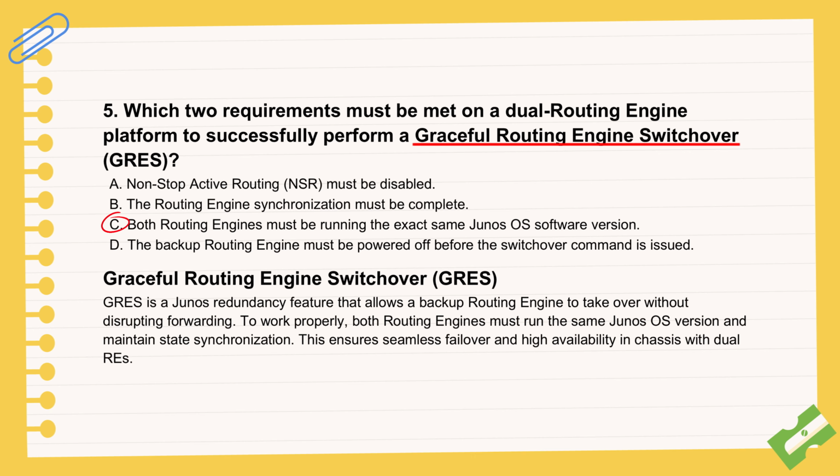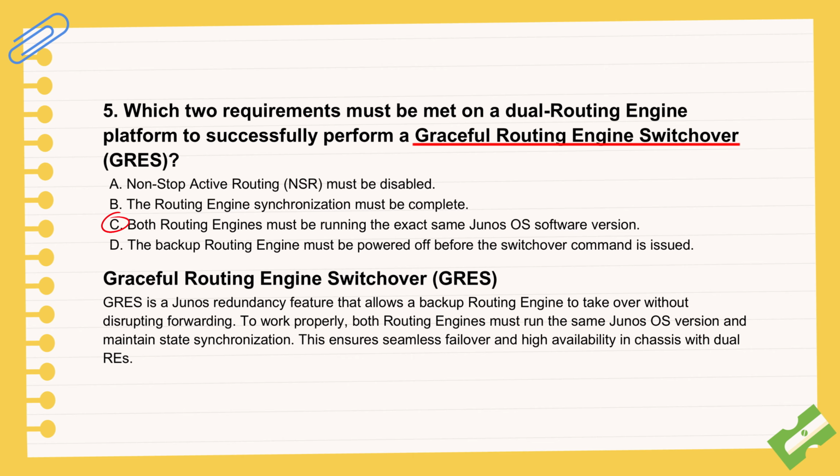GRES relies on the backup having a perfect mirror of the primary state. Kernel state, interface state, everything. If the underlying OS versions don't match perfectly, that synchronized state can't be trusted. The backup might not understand something the primary was doing, so the switchover fails, or it's messy. You could end up with a full reboot, major outage, not graceful at all. Okay, identical software versions. Critical.